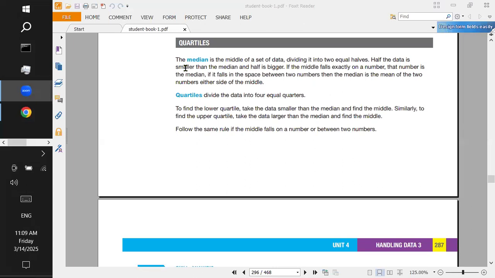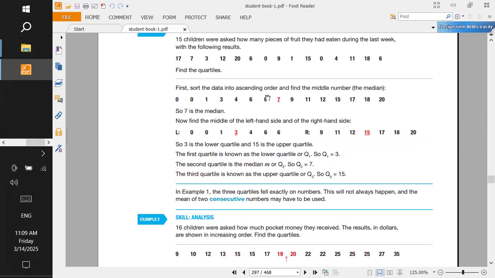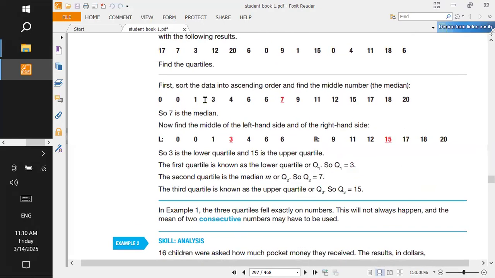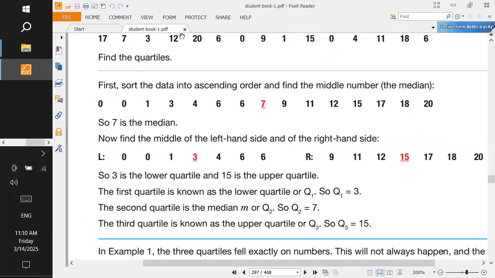So the Q2, let me show you how it works. If I have a group of numbers like this, I put them in order and find the one in the middle. This is the Q2, which is the median. Removing the one in the middle gives me two sets of data. This is the median, which is the Q2.